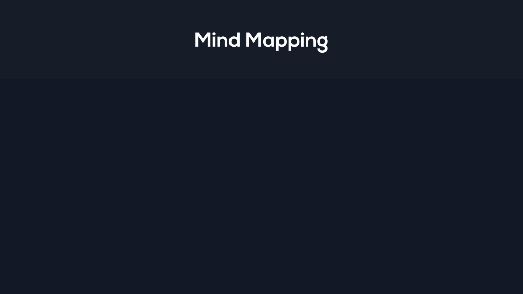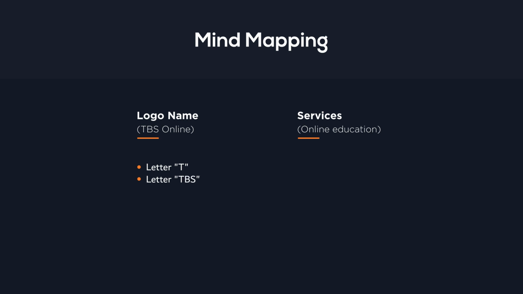So now to design our logo, let's continue with the mind mapping process. And for the mind mapping, I have extracted two important points. First one, it's the name of the logo, which is TBS Online, and the second one is their services which they are providing all over the world. Now for the name of the logo, we can either use the initial letter T or we can use the combination of all of the initial letters T, B and S.